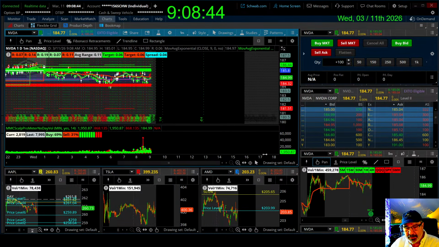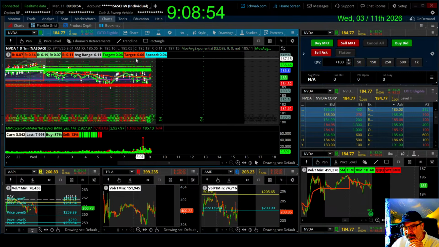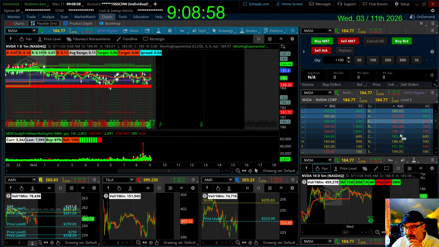But anyway, this is a 1-minute chart. Down here I have other stocks I'll be following today, and I might change those as we talk. I have the active trader at the level 2. This is a 5-minute chart based on what you see right here, and then a reduced day chart. Let me get this screen a little bigger.